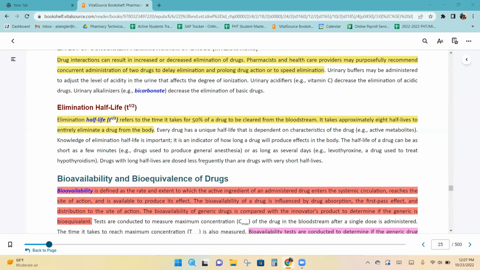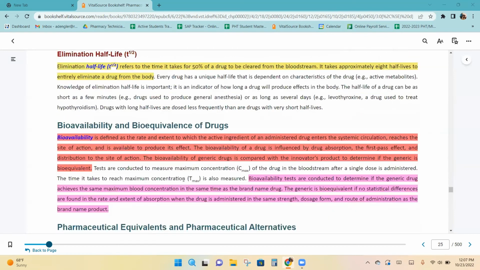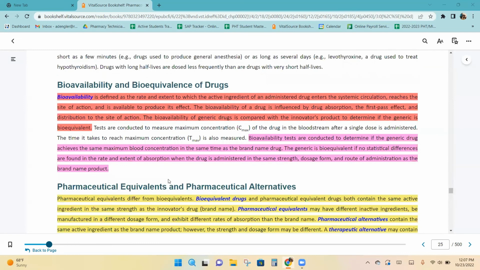Knowledge of elimination half-life is important. It is an indicator of how long a drug will produce effects in the body. The half-life of a drug can be as short as a few minutes or as long as several days. Drugs with long half-lives are dosed less frequently than drugs with very short half-lives.